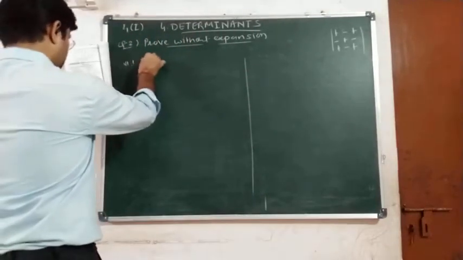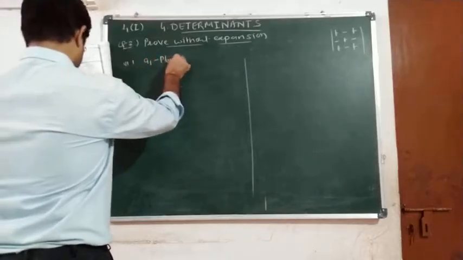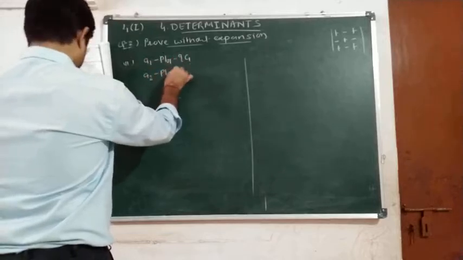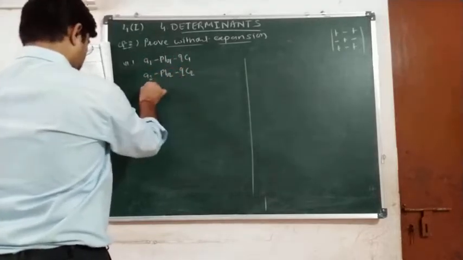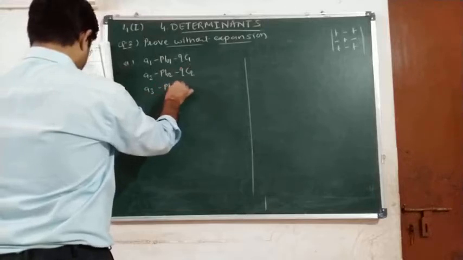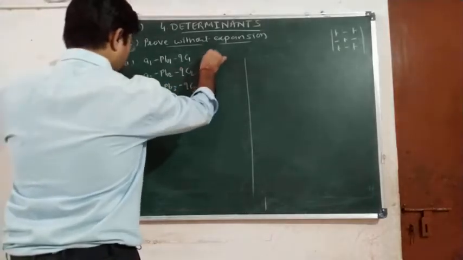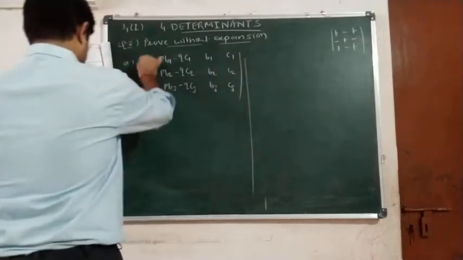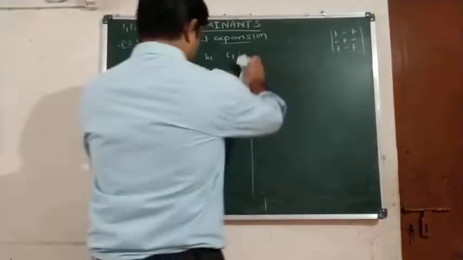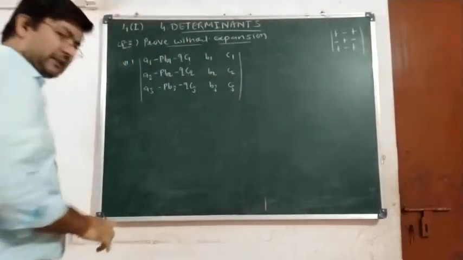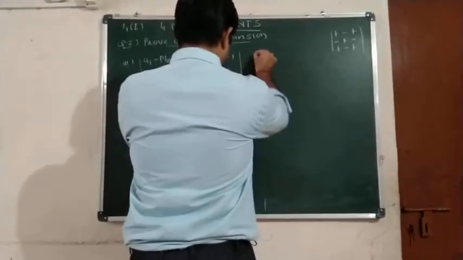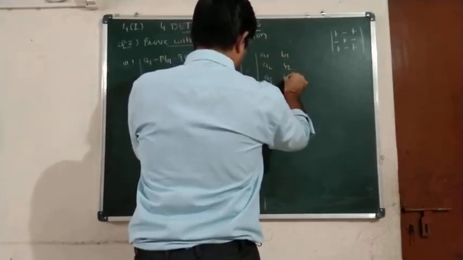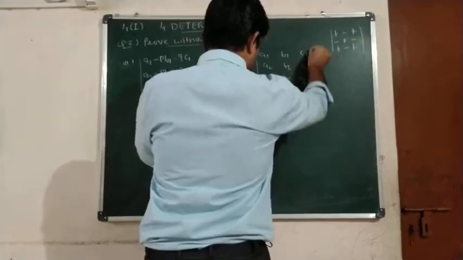Second one: A1 minus PB1 minus QC1, A2 minus PB2 minus QC2, and A3 minus PB3 minus QC3, B1, B2, B3, C1, C2, C3. By looking at the question, you will understand that this is a similar kind of question as we have solved previously. Equal to A1, A2, A3, B1, B2, B3, C1, C2, C3.